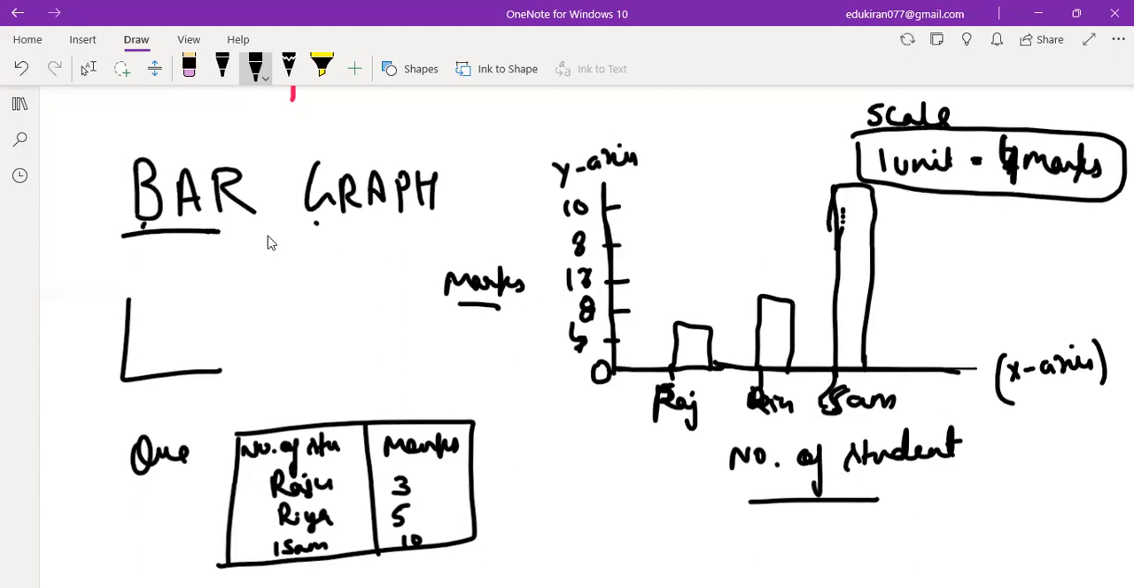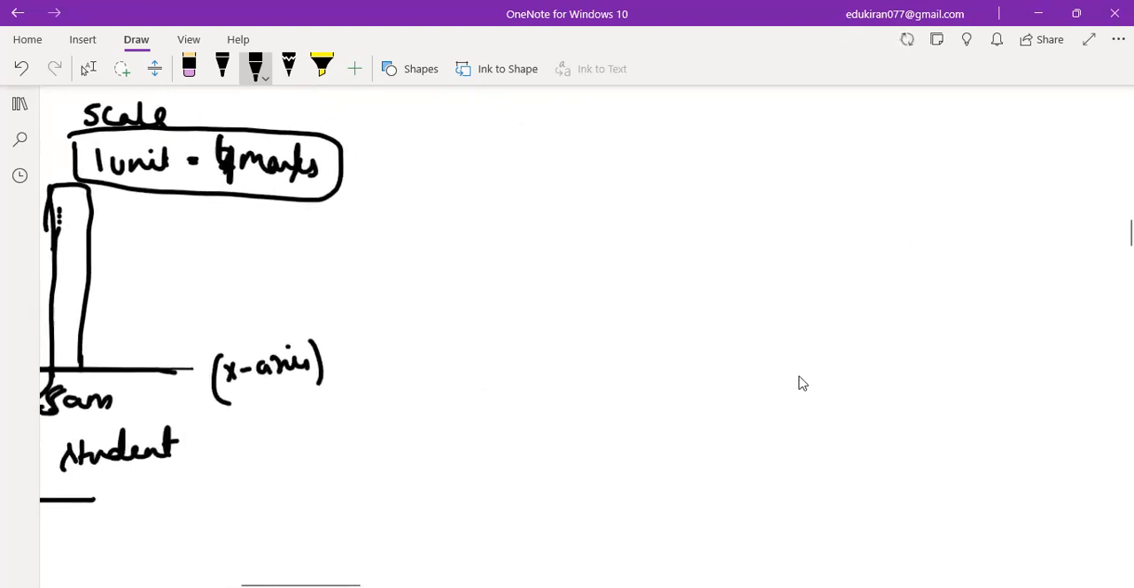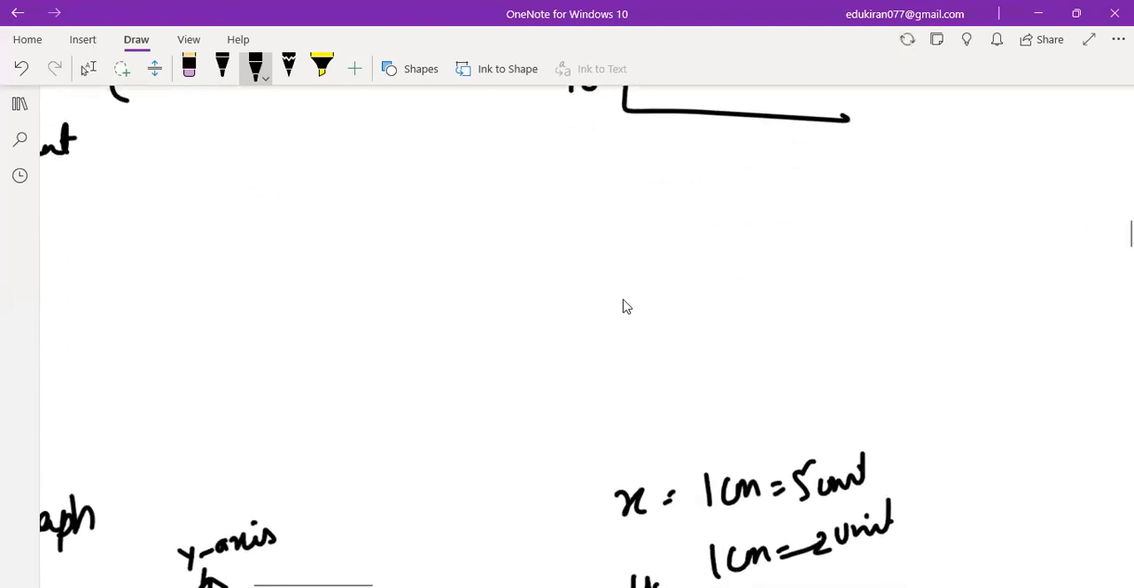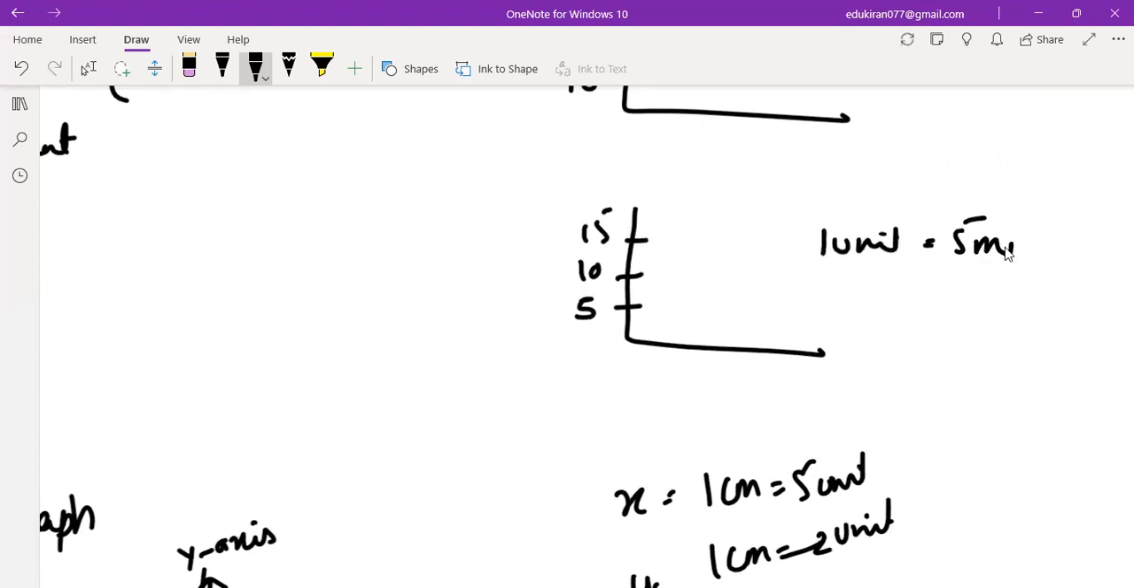Bar graph? Okay. Ma'am, can you repeat 1 unit equals to 4 marks? You see, basically the scale means whatever lines you are choosing here. For example, you are choosing 10, 20, 30. So you will write 1 unit is representing how many marks? 10 marks. But for example, you are drawing your graph like this: 5, 10, 15. So you will write 1 unit is representing 5 marks.